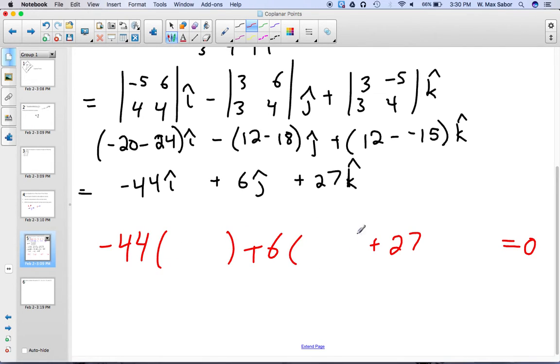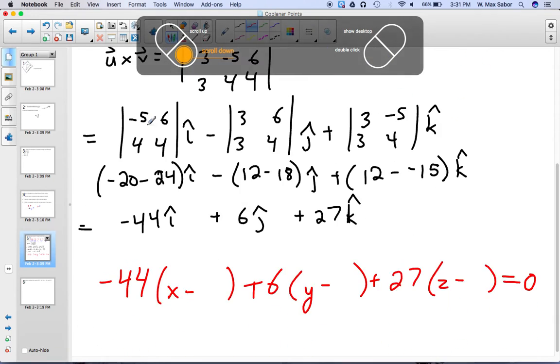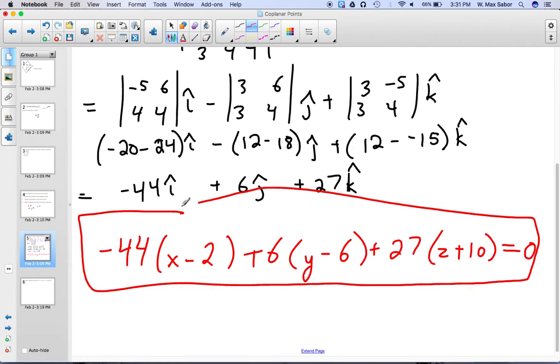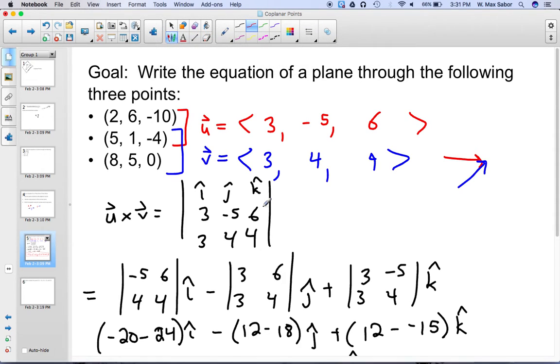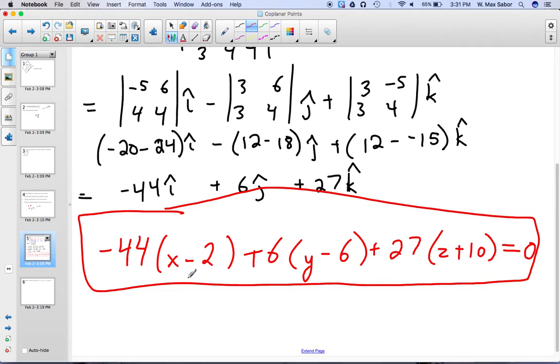And then I'm going to do x minus x1, y minus y1, z minus z1. And I can use any of these points. I'm going to just use the first one: 2, 6, negative 10, which makes that plus 10. So this is the equation of a plane that goes through those 3 points. Once again, we found 2 vectors. We took their cross product, and then used those as the coefficients with a point as x1, y1, z1.